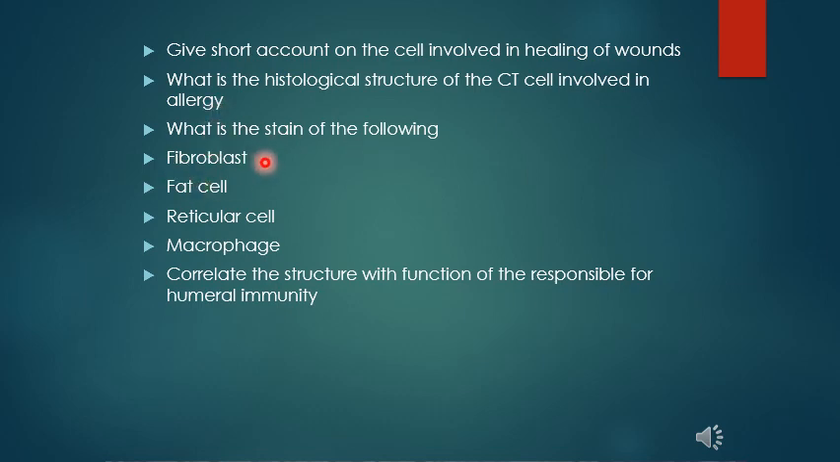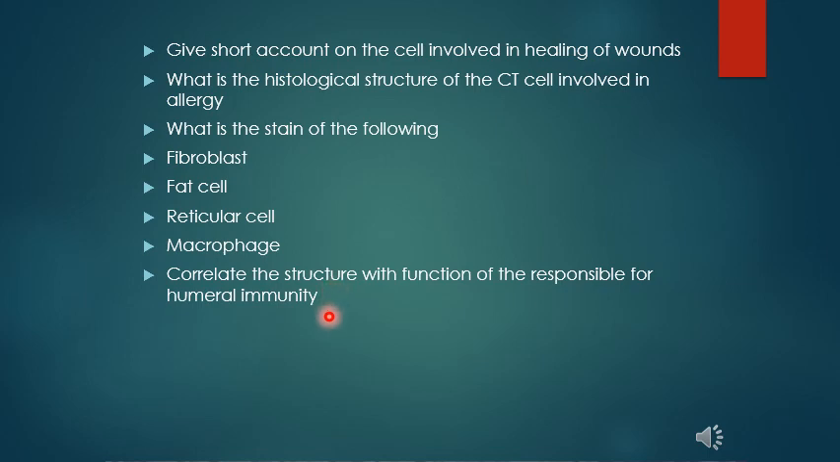What is the staining of the following? Fibroblast is stained with hematoxylin, fat cell is stained with Sudan 3, reticular cell is stained with silver. The macrophage does not take a stain; it's called a vital stain. This is a very important question. Correlate the structure with the function of the cell responsible for humoral immunity. First of all, what is the cell responsible for humoral immunity? The plasma cell.